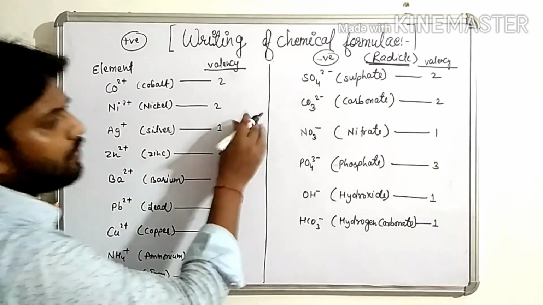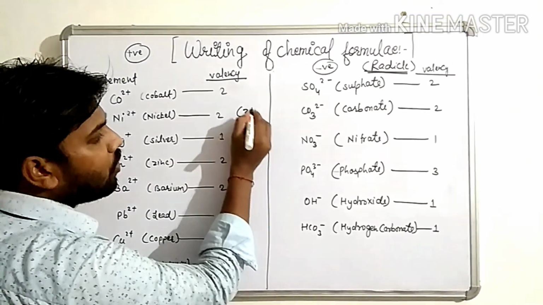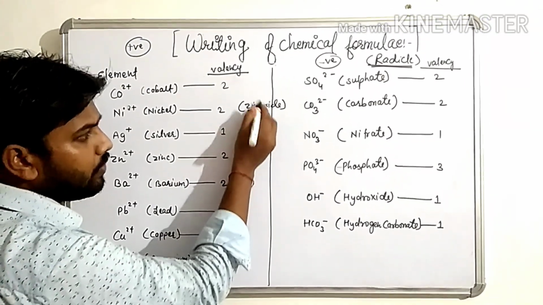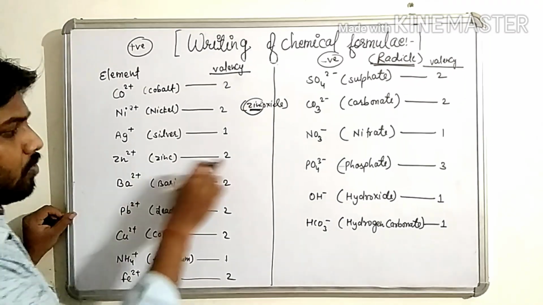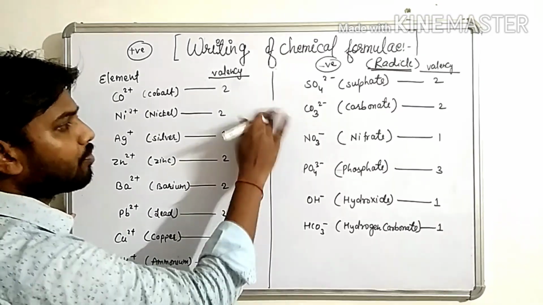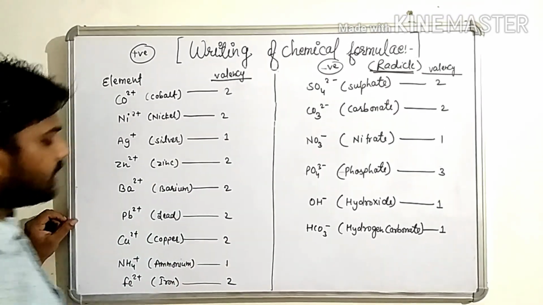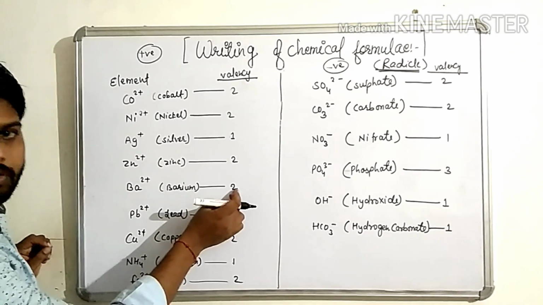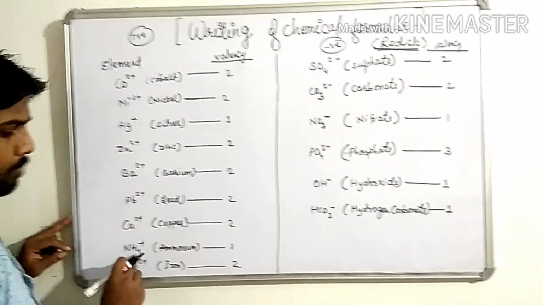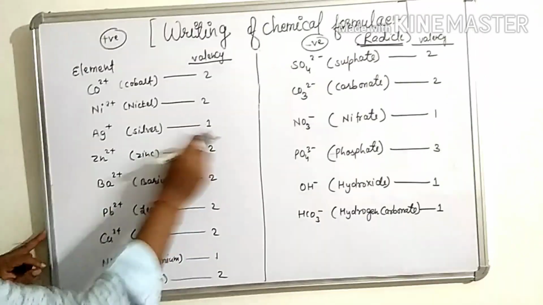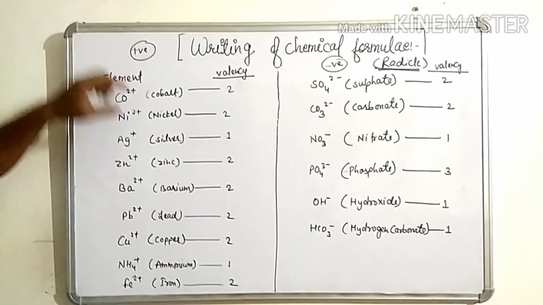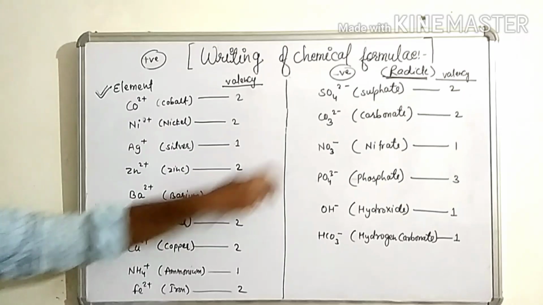For example, children, if I tell you to write the formula of zinc oxide, the valency of zinc will be 2. Clear, children? If I ask what the valency of barium is, then barium valency is 2. Iron 2, copper 2, ammonium 1, silver 1. Clear, children? You have to write this because this valency comes from positive charge. Now see the negative charge.